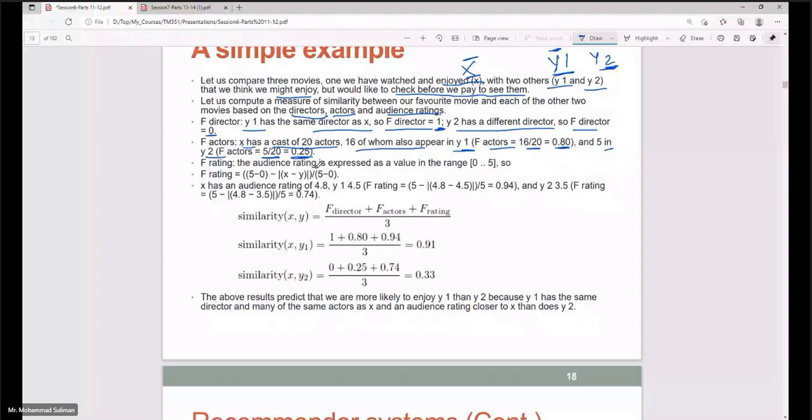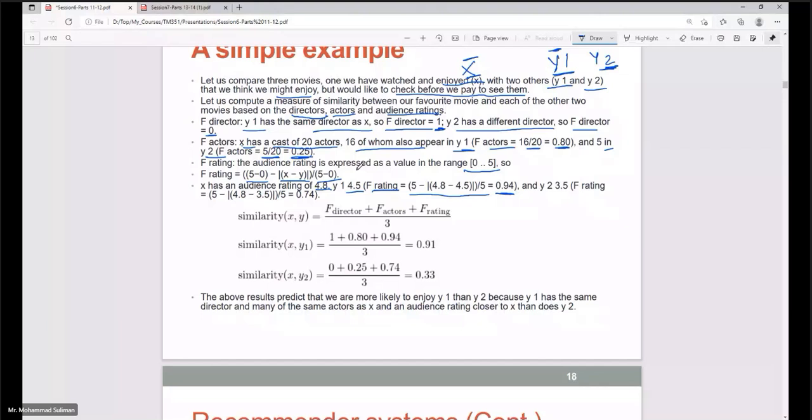Now coming to the ratings, the rating is a value in the range 0 to 5, so we need to normalize it: 5 minus 0, minus the absolute value of x minus y, divided by 5 minus 0. Here the rating of x is 4.8 and y1 is 4.5, so the rating factor between x and y1 is 0.94, calculated using this normalization formula. And y2 has a 3.5 rating and x has 4.8, so it will be 0.74.